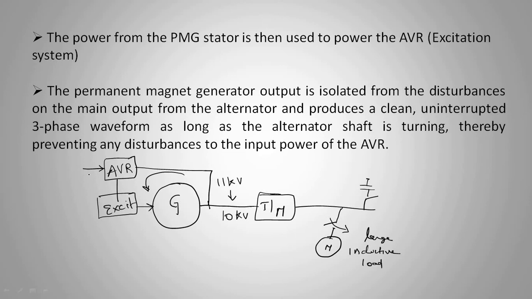That is possible if you have a reliable power source, and that reliable power source can be obtained from the PMG, because the PMG output voltage depends upon the shaft speed irrespective of the loading conditions. So the AVR can be fed from a permanent magnet generator, and then we can keep the output voltage constant. That is the main role of the permanent magnet generator in a power generating station.